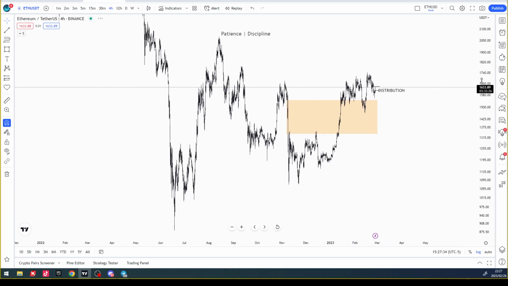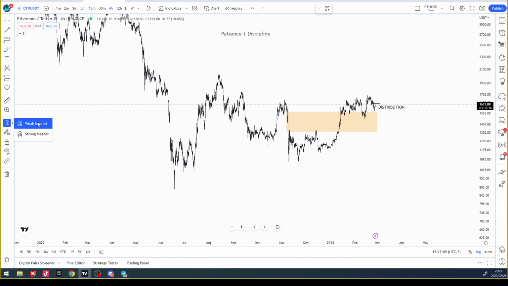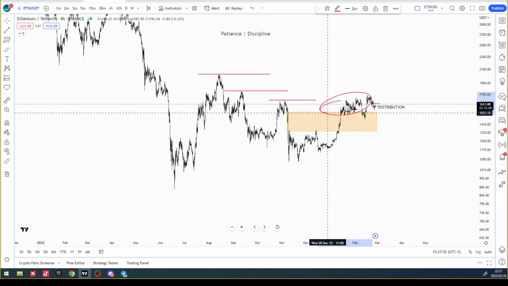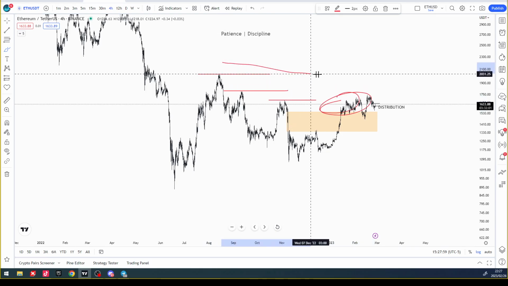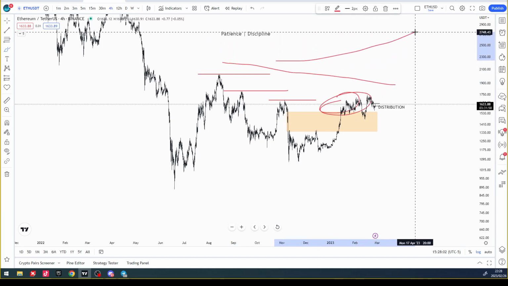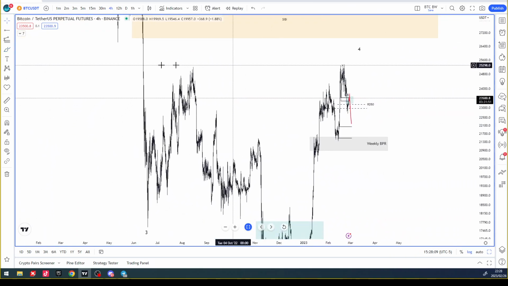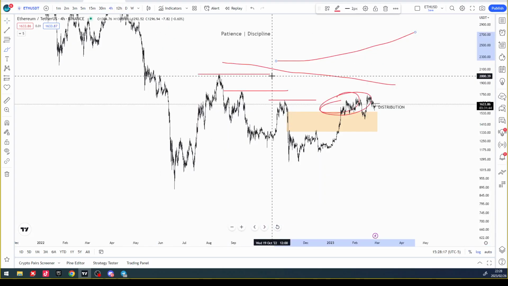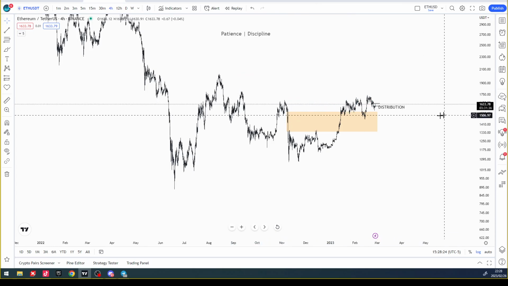ETH actually held up pretty well as opposed to BTC, but you can see that it hasn't gone for what BTC has gone for. BTC went for this guy, this guy, and this guy. ETH, nope. ETH did this, while BTC did that. It's like its own version of SMT divergence. Yep, it's SMT with ETH. At the highs, the weaker one would then be ETH.